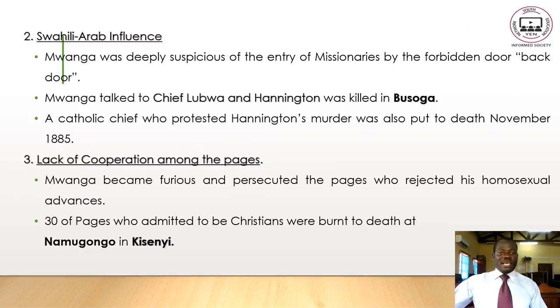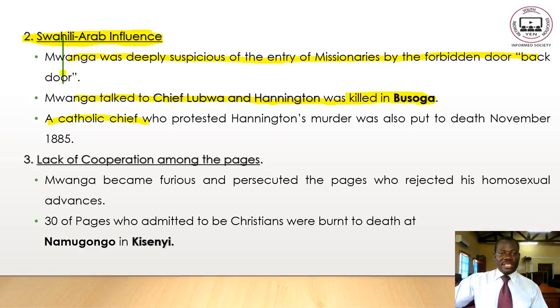Also, the Swahili Arab influence contributed to the justification of his persecution. So he said the Swahili Arab influence, they were influencing him. So Mwanga was deeply suspicious of the entry of missionaries by the forbidden door, that is the back door. So Mwanga talked to Chief Luba, and Hannington was killed in Busoga.